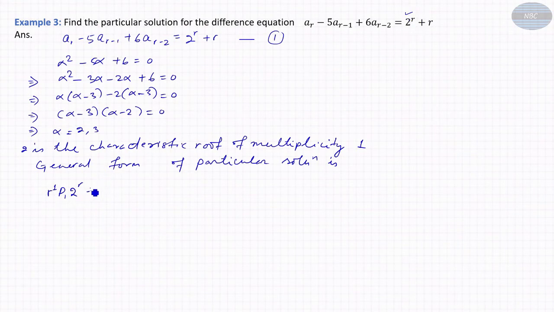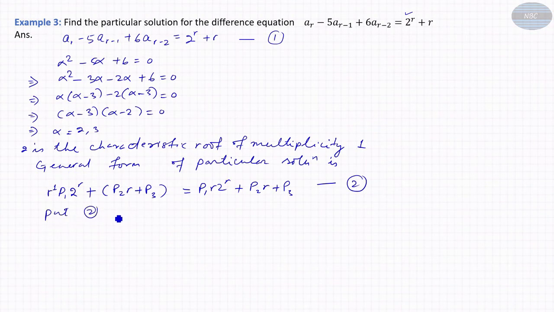Now come to this term. This is a polynomial of degree 1, so we can write p2 r plus p3. So it can be written as p1 r 2 to the power r plus p2 r plus p3. Let it be equation 2.